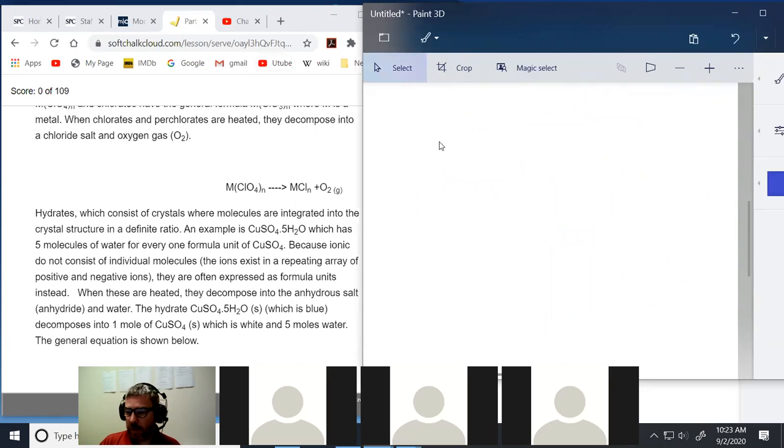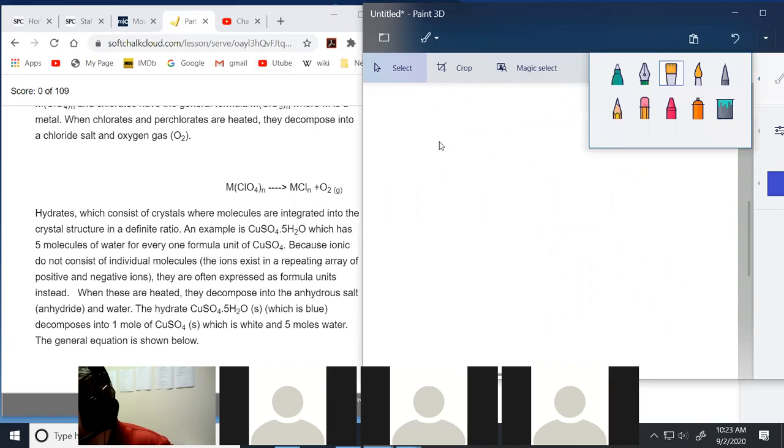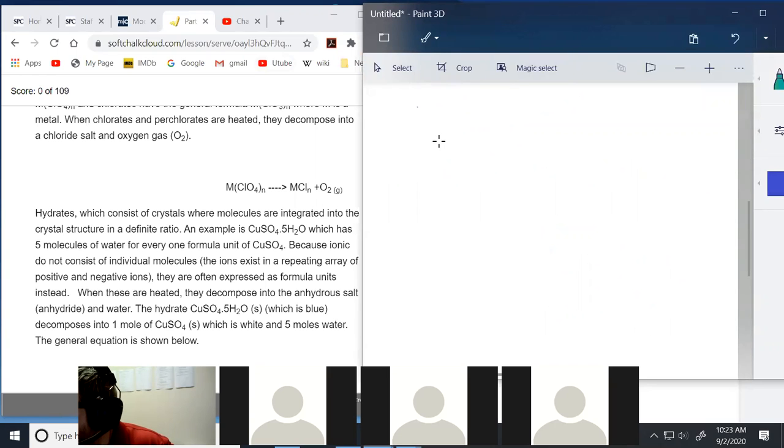All right. I'm going to show you some other decompositions as well. We've got XCO3, which is going to go to XO plus CO2. So that's a carbonate.